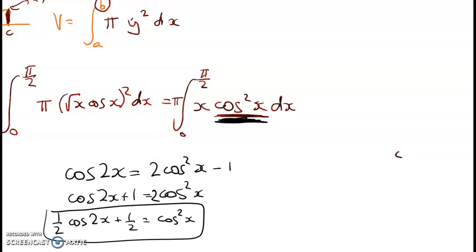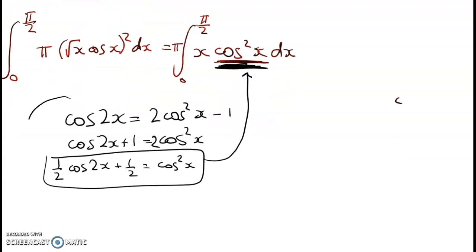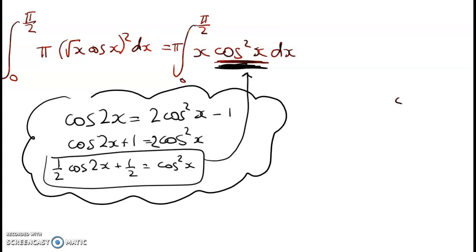So I'm going to replace cos squared of x with this and then try and integrate. So we'll just put that in a bubble. So if you were doing that in the example, you'd do that off to the side, right?